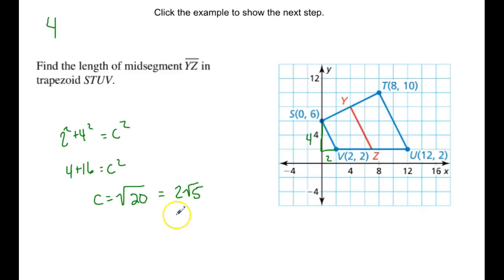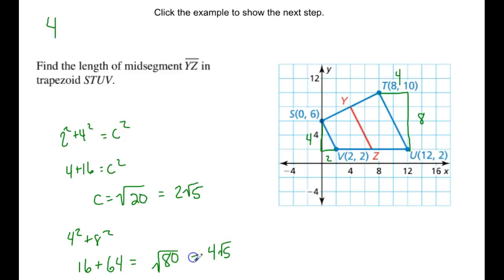We need to talk some about simplifying radicals, but we can live here as well. It's the same kind of thing. So now let's find TU. So again, I'm going to draw my triangle, and I see I go up 2, 4, 6, 8, and I go over 4. So I have 4 squared plus 8 squared, which is 16 plus 64, which is going to be 80, and the square root of that. So I end up with 4 times the square root of 5. Okay, so these are my two values.